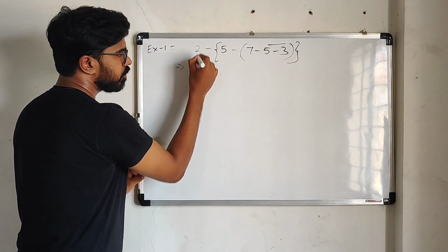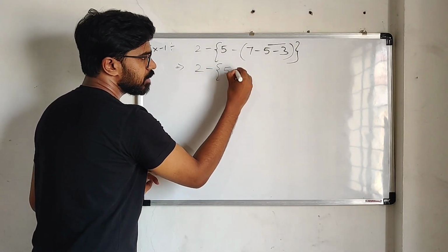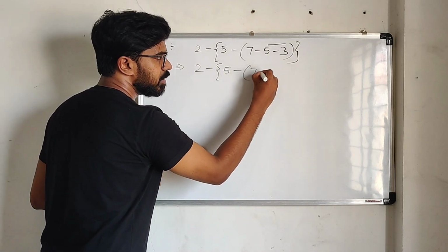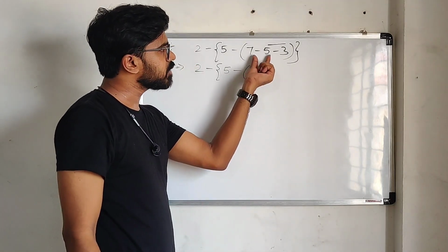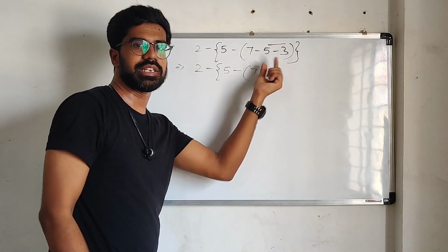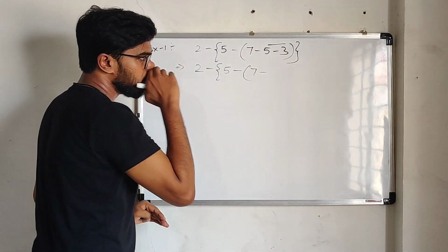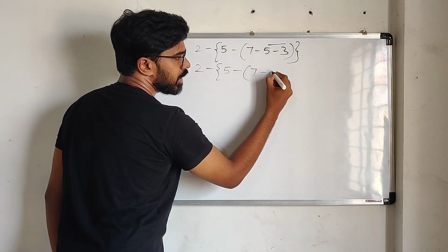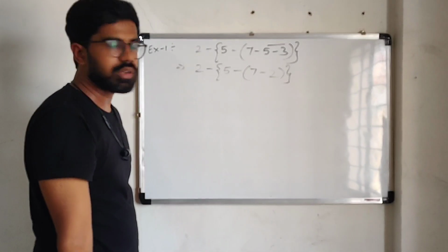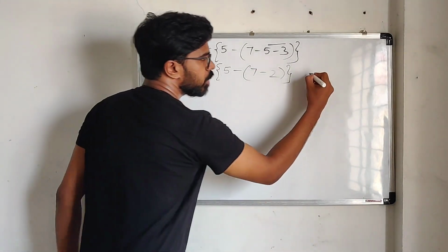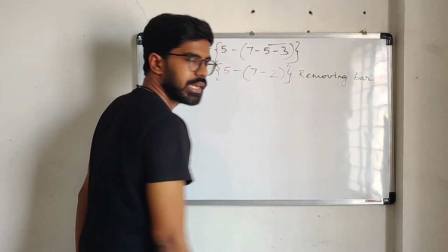So the first step will be 2 minus, open the bracket, 5 as it is, minus, round bracket, 7 minus. Now some students make a mistake: they take minus 5 and then solve minus 3 and write minus 8, which is again wrong. So you have to take exactly the number below the bar. So what is that? 5 minus 3 is simply 2. So I will close the round bracket, and close the curly bracket. What is left out now? That one is removed. So here you can simply write, removing the bar.